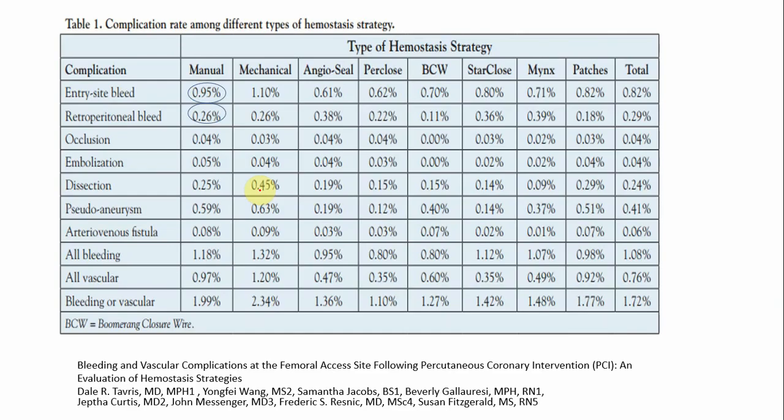Another common misconception is that closure devices are associated with fewer complications, but that's not actually true. All closure devices have very similar bleeding complications compared to manual pressure. So having a closure device does not necessarily prevent bleeding complications after cardiac catheterization. You can see in this table the top two. If you compare across all closure devices, the bleeding is very similar.